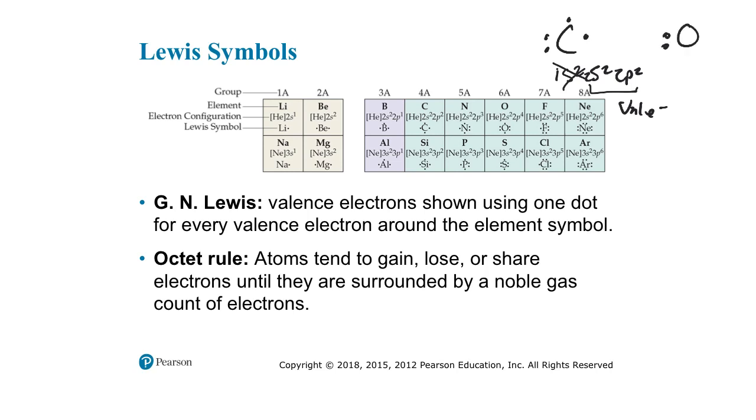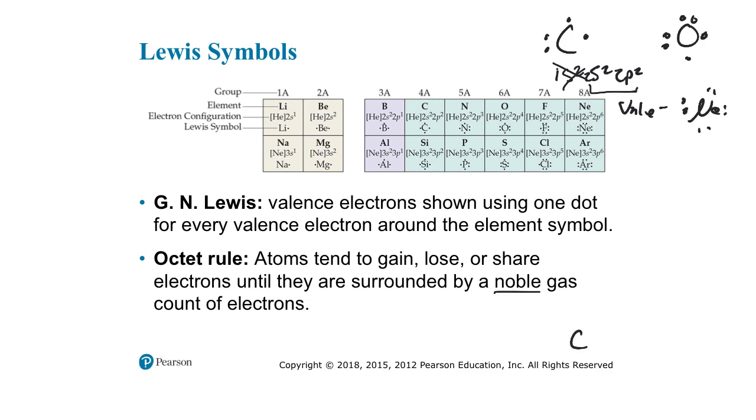Oxygen might look something like this. Neon might look something like this. So having 8 valence electrons often leads to the octet rule, that atoms are often trying to gain, lose, or share electrons so that they can obtain a noble gas count of electrons. And I think the noble gas count, usually it's 8, but it could be 2.